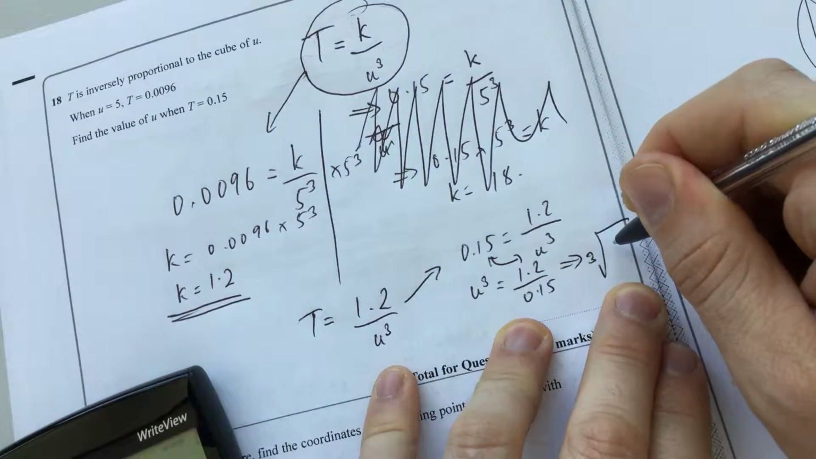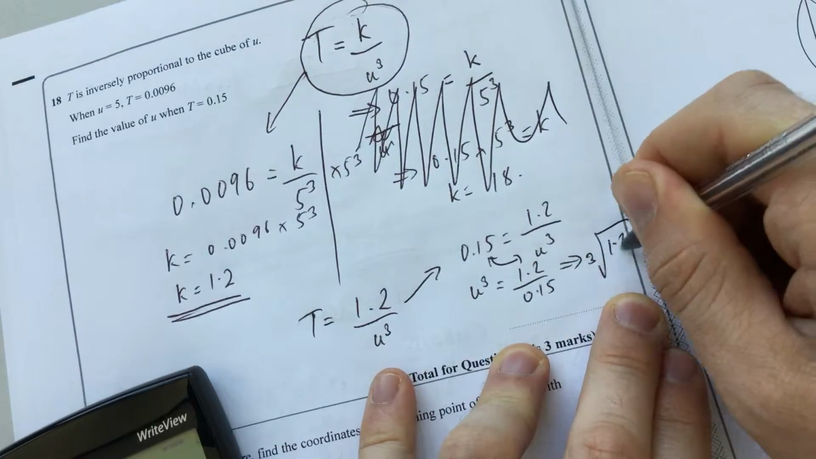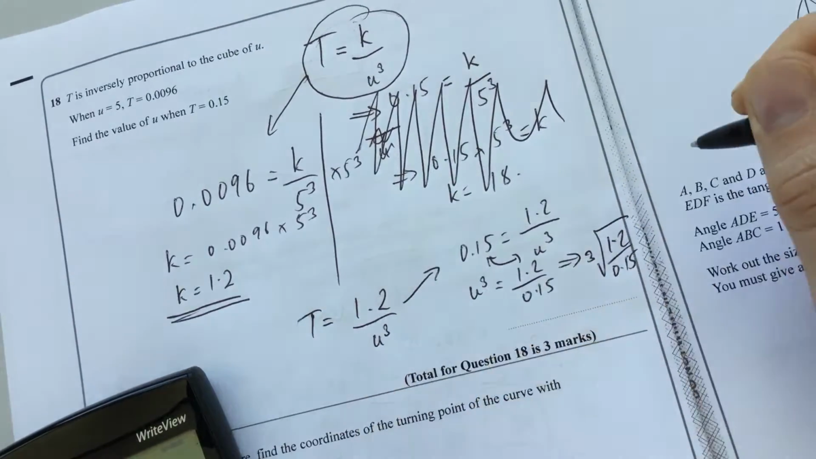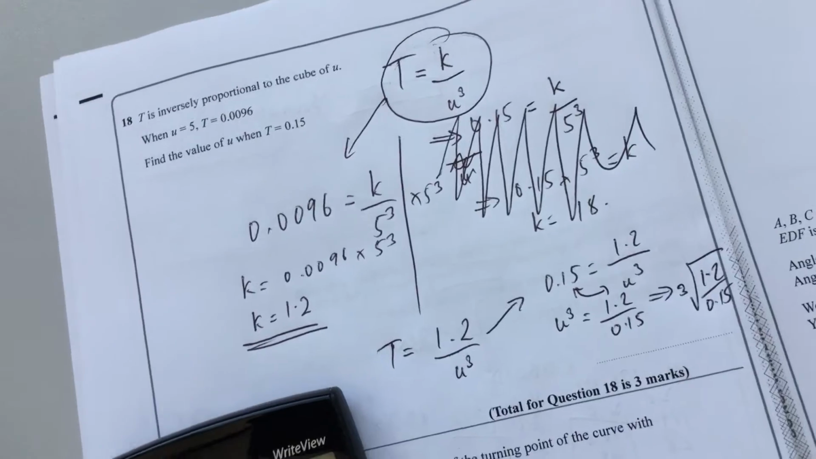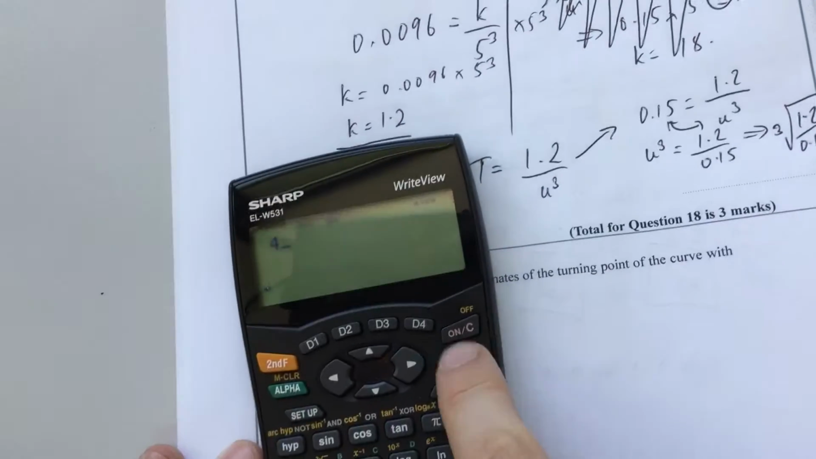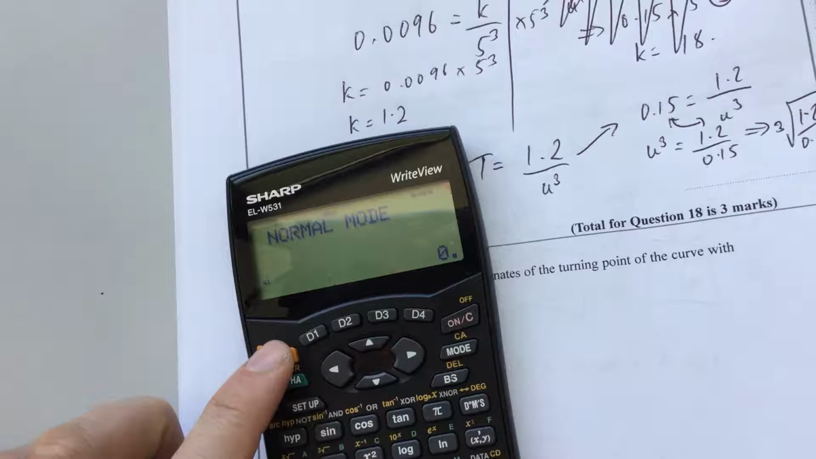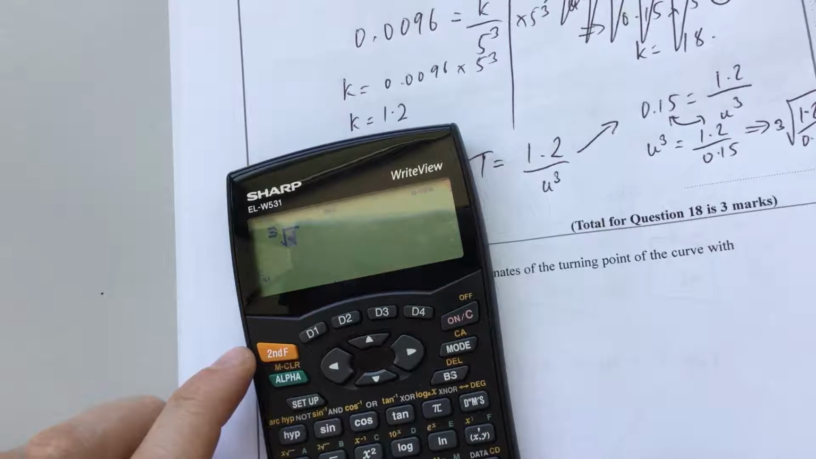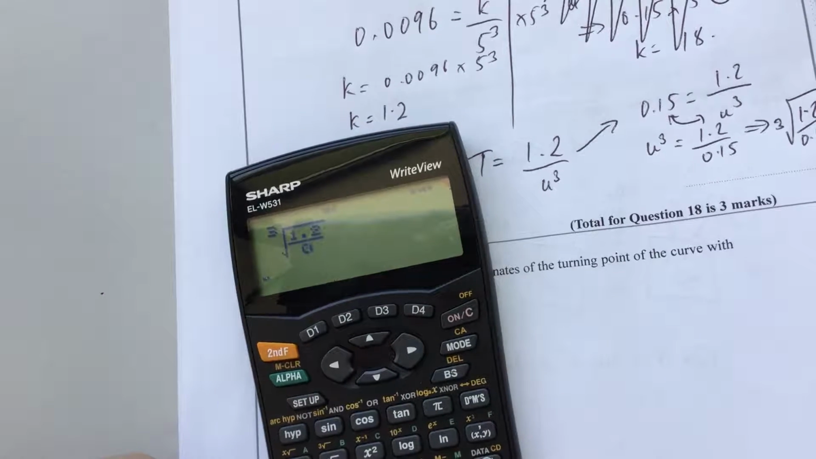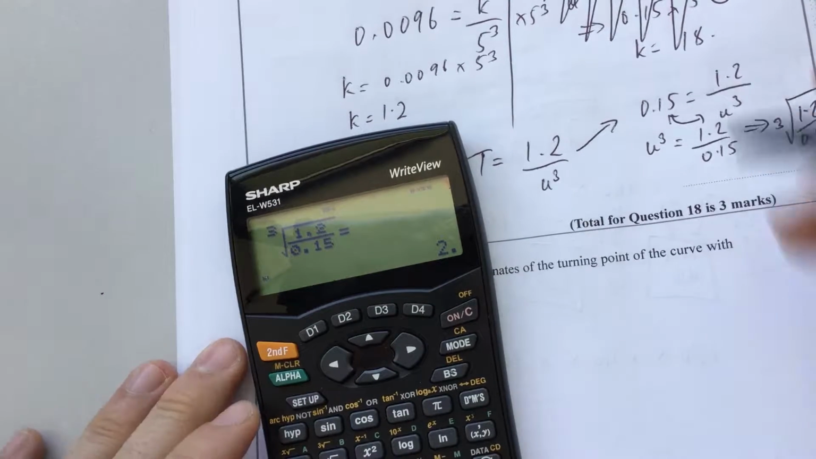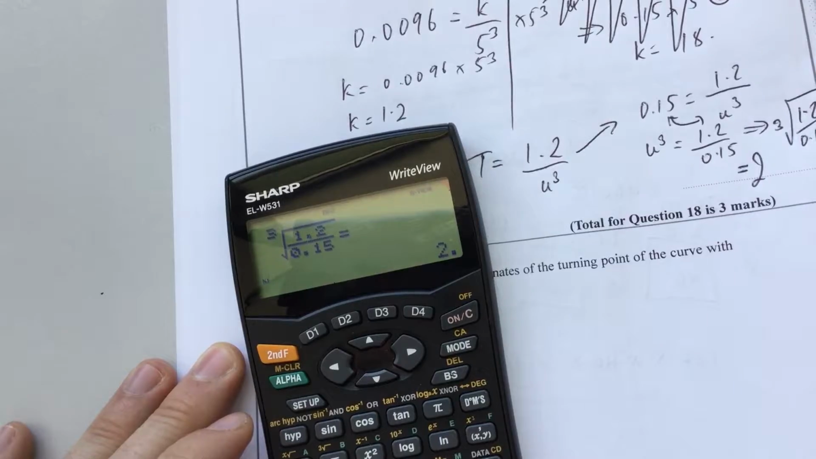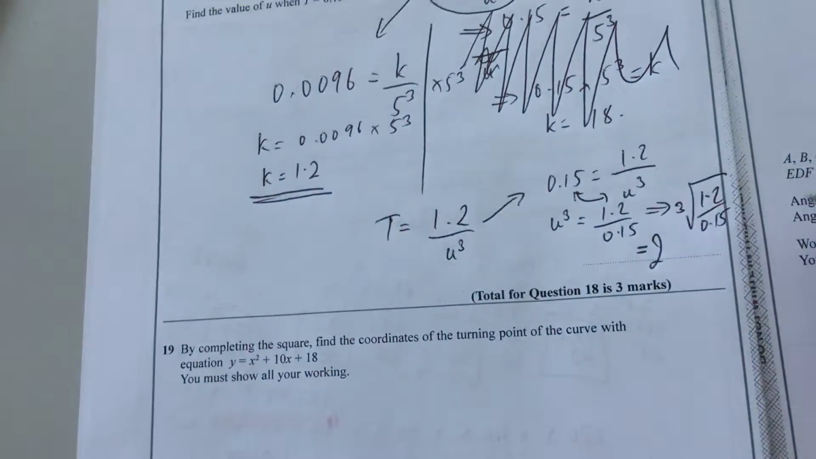So cube root of 1.2 over 0.15. Okay. So type it all in one go. So cube root of fraction 1.2 over 0.15. So it's 2. Okay, there we go.